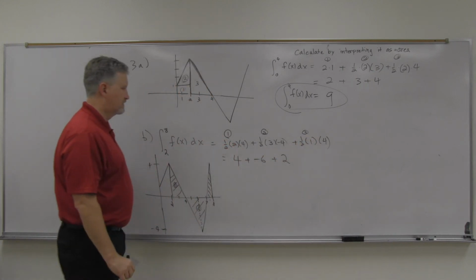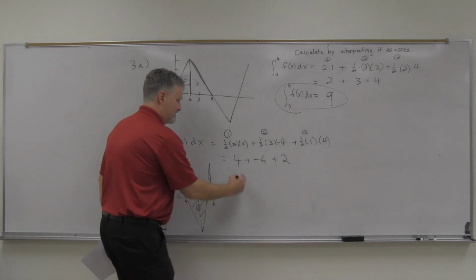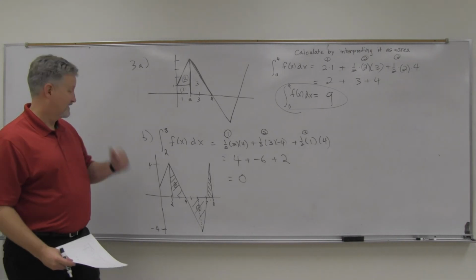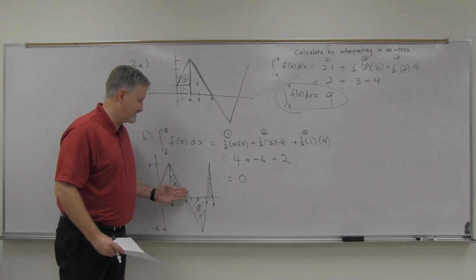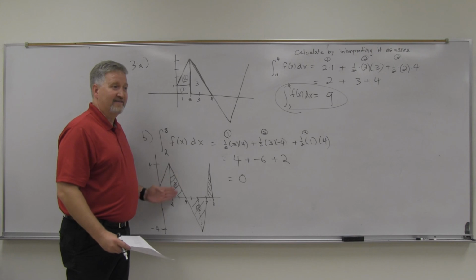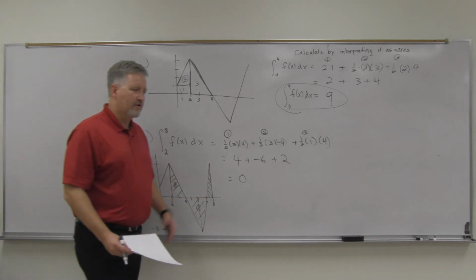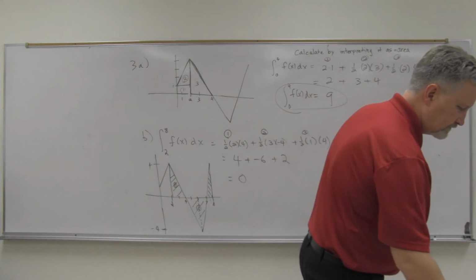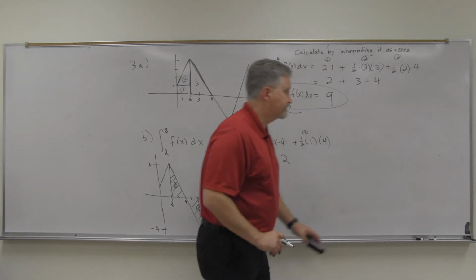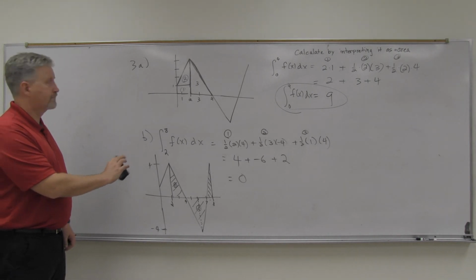Oh, how about that? That gives me 0. What does that mean? Well, that means this area and this area counteract each other. I've got the same amount on the top as I do below. Anyway, so those you can do that way. Now, got one more little piece here. Is that okay? Any problems or concerns? All right.